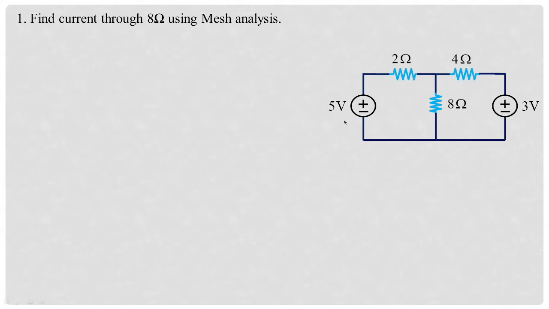On the left hand side you have 5 volts, and on the right hand side you have 3 volts. So how to solve this particular problem? We need to find out the current in 8 ohms. I'm considering loop 1 and loop 2 for the given circuit, and in loop 1 I'll have current I1, whose direction I have taken as clockwise. Similarly, for another loop current I2, I have taken the direction also as clockwise.